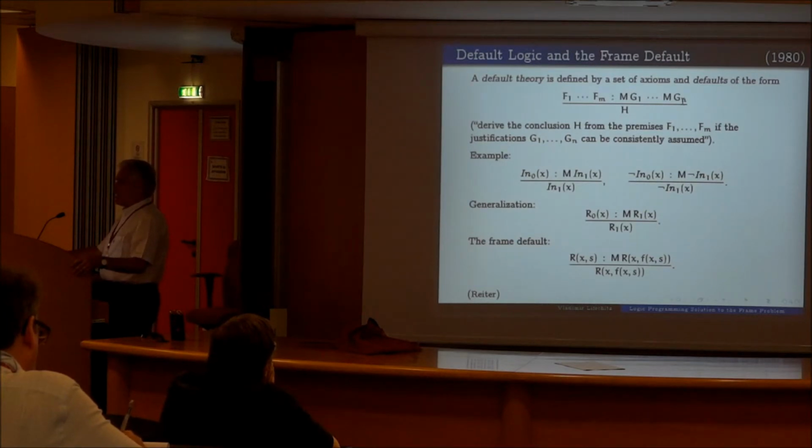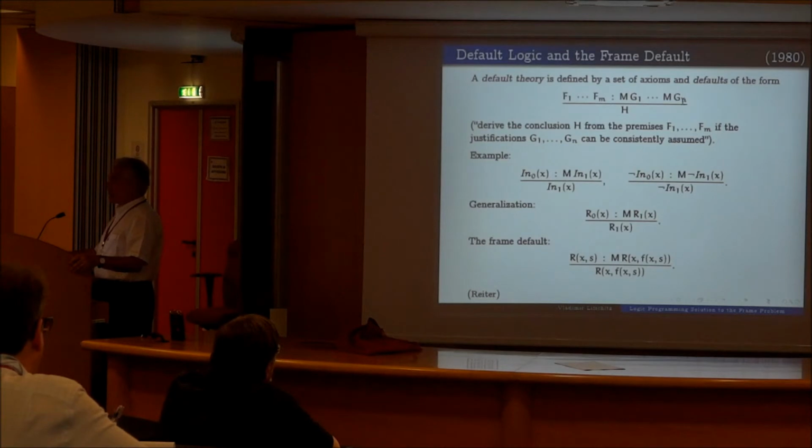Now, this explanation that you see here in parentheses about the meaning of this default really makes very little sense. We need to explain what we mean by consistently assume, consistently with what. And what Reiter had in mind is that it should be possible to assume these justifications without a contradiction with the set of all facts that can be derived from our axioms using classical logic and all the defaults included in the theory. And this is really a circular description, because in explaining how these rules work, we refer to the set of facts that can be generated using these rules.